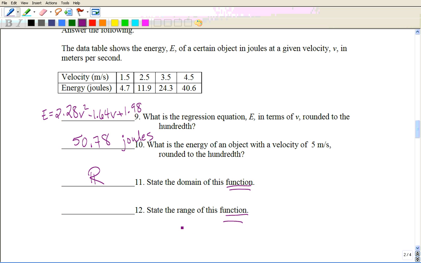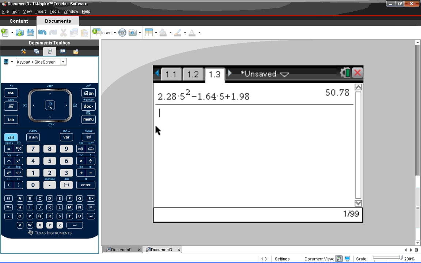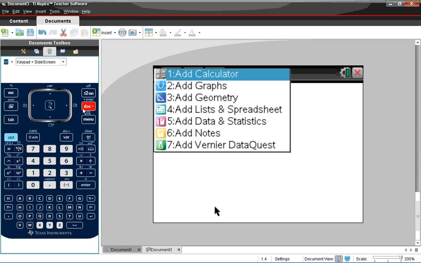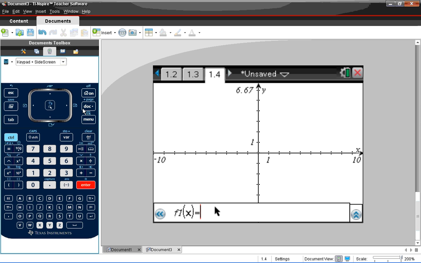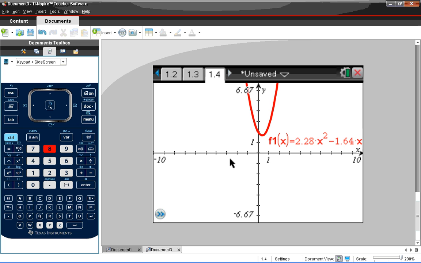And then for the range, to state the range of this whole function, let's switch back over to the calculator. We need a picture of the whole graph. So I'm going to add a page by pressing Control Doc. I'm going to add a graph. And so I've got 2.28. Here we need to use x instead of v because the calculator understands x. So 2.28 x squared minus 1.64x plus 1.98.